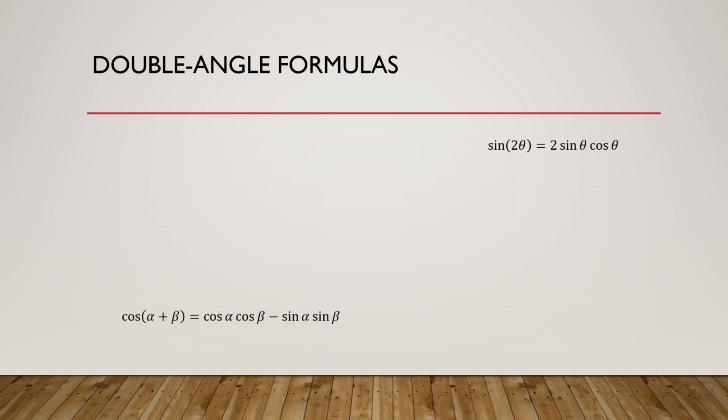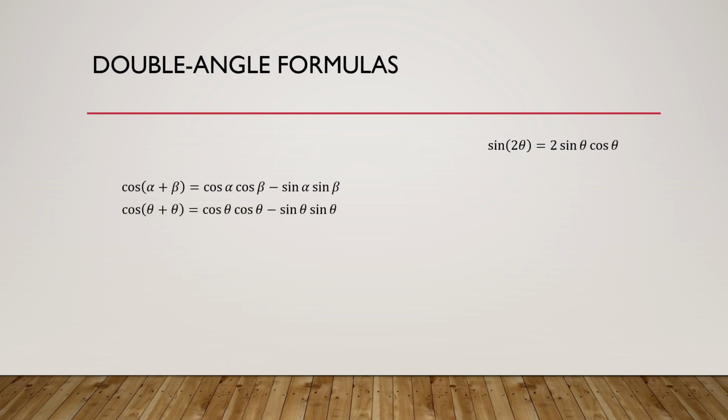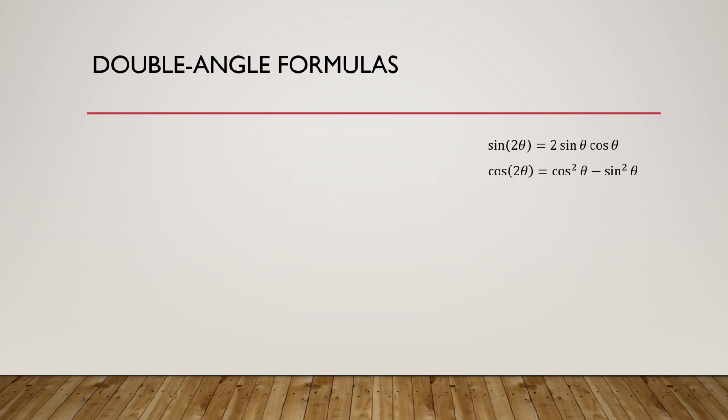Using the sum formula, cosine alpha plus beta equals cosine alpha times cosine beta minus sine alpha times sine beta, and again setting the two angles alpha and beta equal to theta, we arrive at the double angle formula, cosine 2 theta equals cosine squared theta minus sine squared theta.